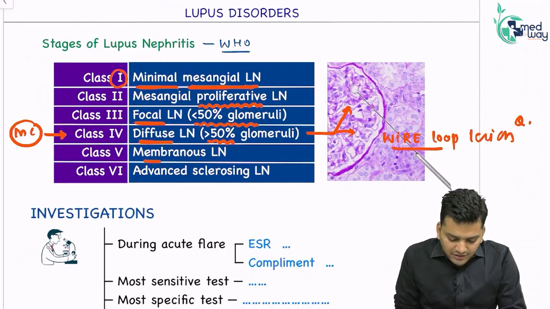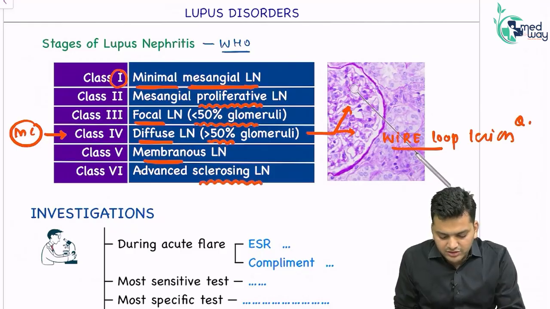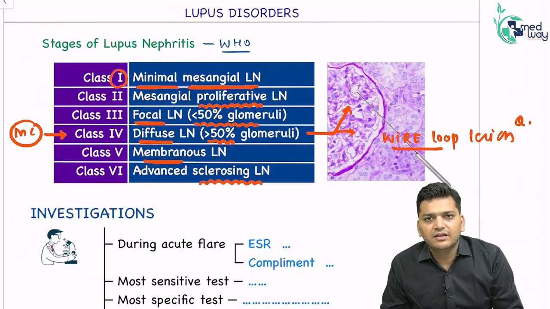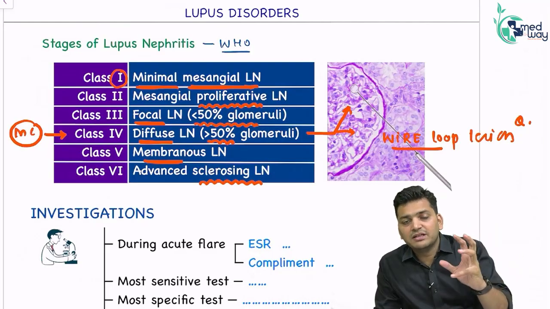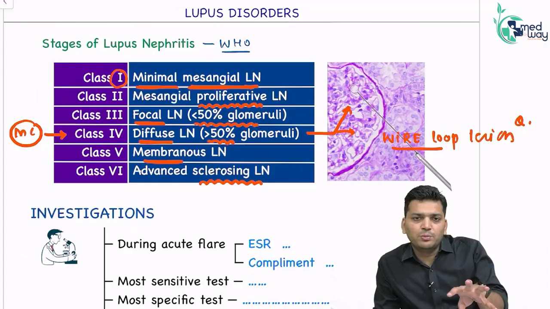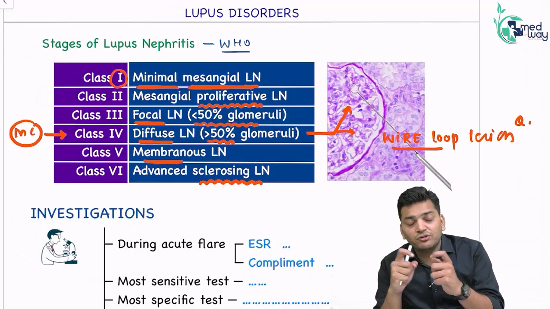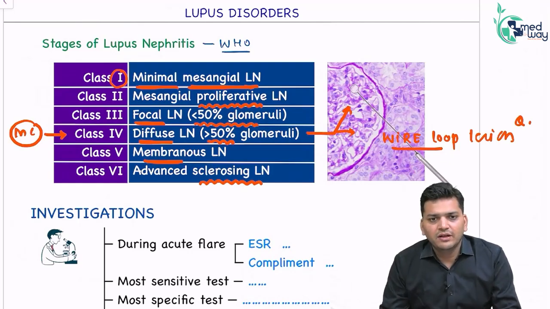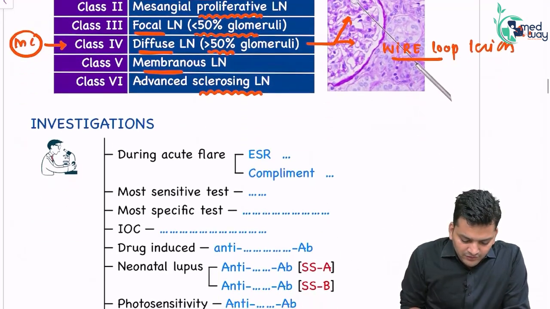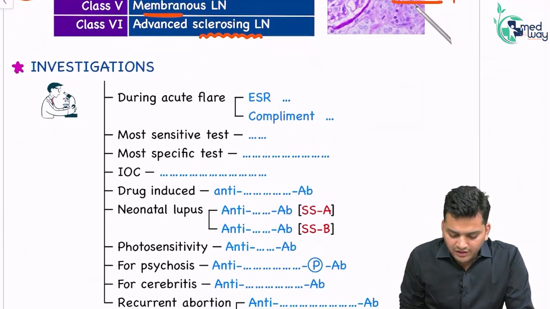Then there will be membranous lupus nephritis, and ultimately there is going to be sclerosis, the advanced sclerosing lupus nephritis, that is stage 6. So initially there is going to be minimal involvement, then mesangial proliferation, the inflammatory cells will come, and then there will be focal lupus nephritis, then the diffuse, and then there is going to be membranous, thick membrane formation, and ultimately there is going to be hardening, that is sclerosis.